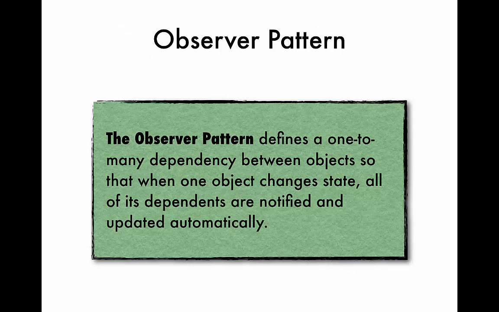Here's a description of the observer pattern. It defines a one-to-many dependency between objects. The publisher is the one and the subscribers are the many. When the object changes state, all of its dependents are notified and updated automatically. In other words, when the publisher has more information to publish, it sends the information to its subscribers.